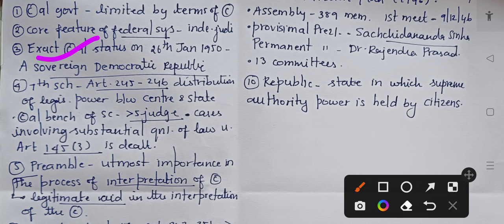The next fact is about the 7th schedule. The 7th schedule contains Article 245 to 246. It talks about the distribution of legislative power between the center and the state. And the constitutional bench of the Supreme Court contains 5 judges or more. It involves cases with a substantial question of law under Article 145(3), which will be dealt with by the constitutional bench of the Supreme Court.